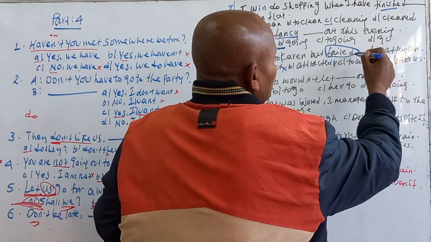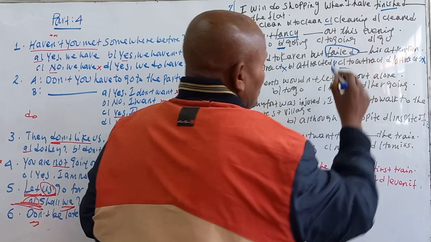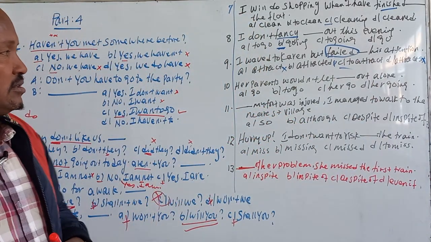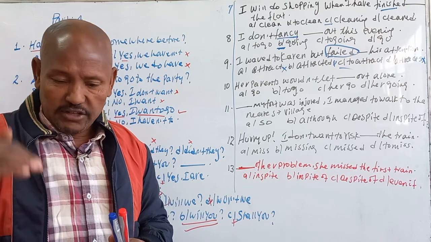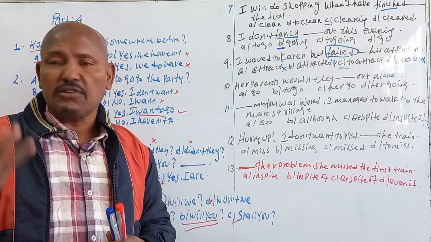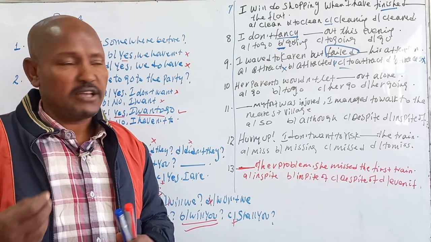Attract is simple present, so that is not the answer either. So simply, "to attract his attention." I waved to Karen but failed to attract his attention. Failed plus to, an infinitive word. So this is the right word.